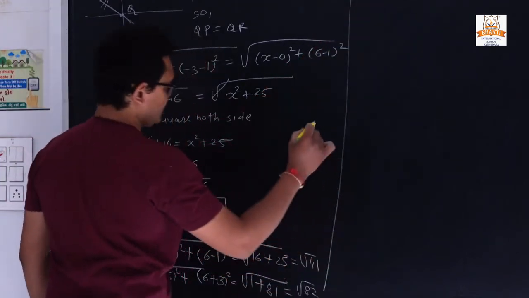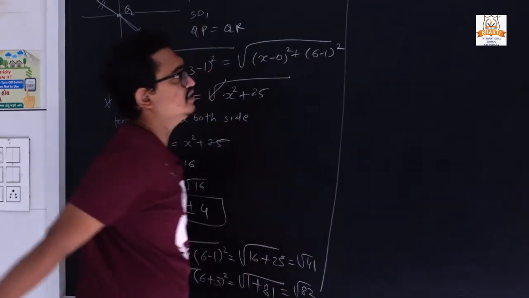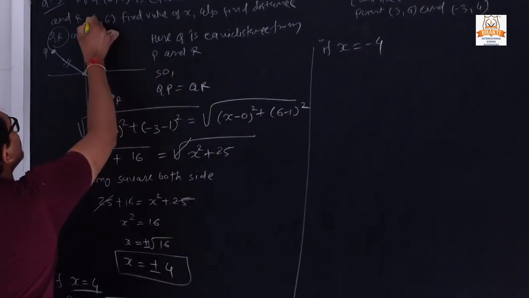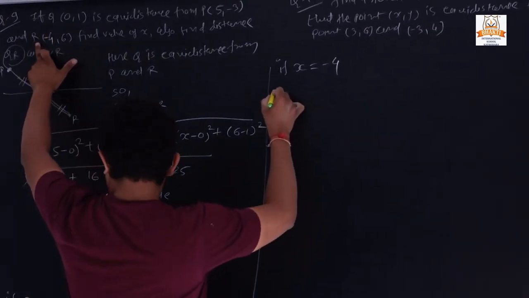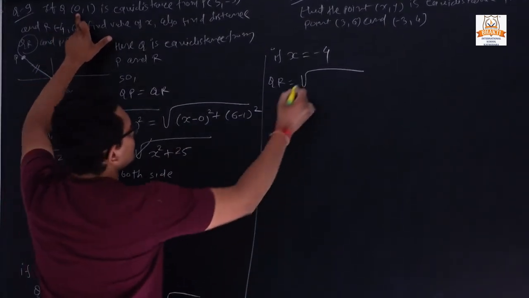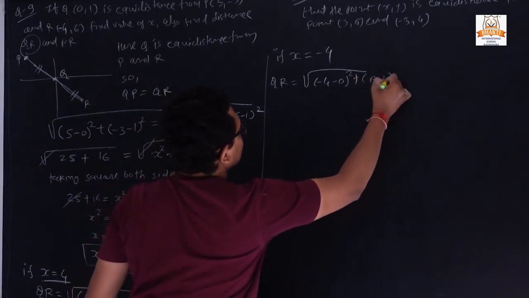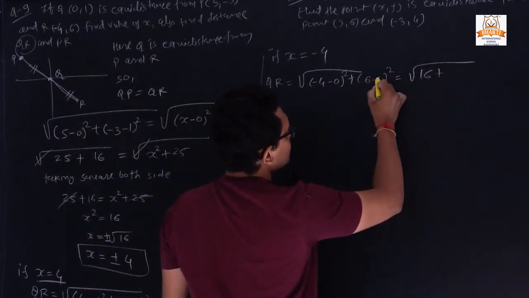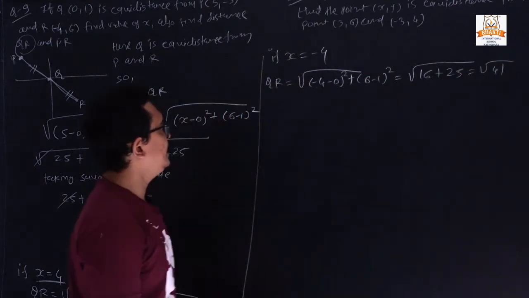Now we can also find for our second portion, if x is equal to minus 4. So first of all here minus 4. So QR is equal to under root x2 minus x1, minus 4 minus 0 whole square, y2 minus y1. Simplify that, minus 4 whole square is 16 plus 6 minus 1, 5, 25. So it is under root 41.